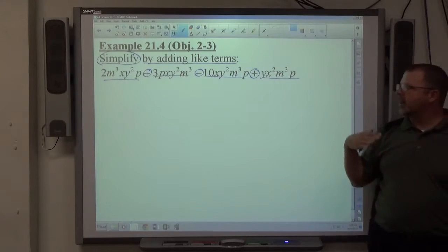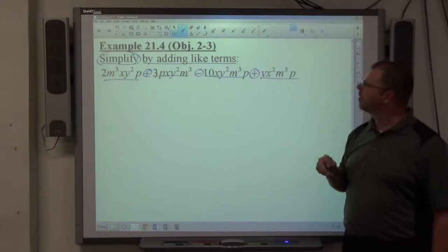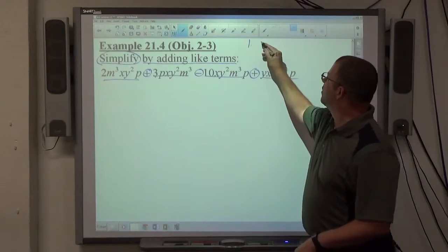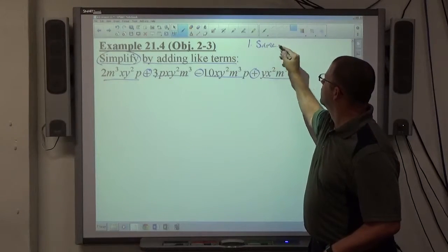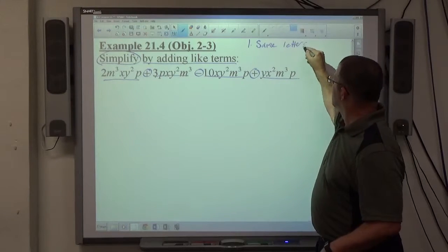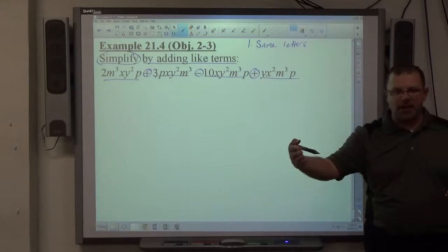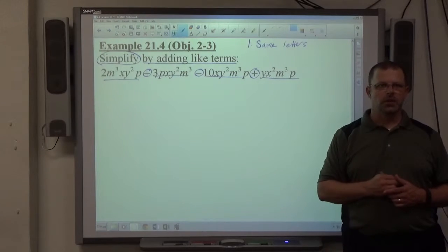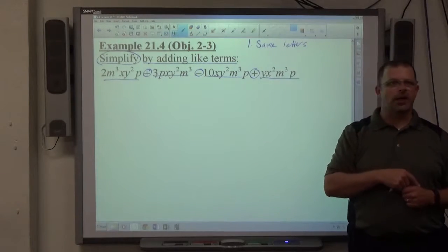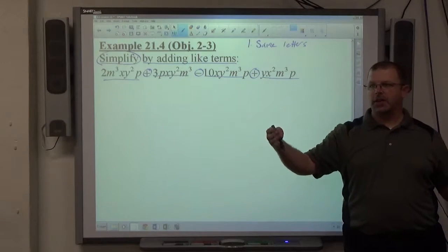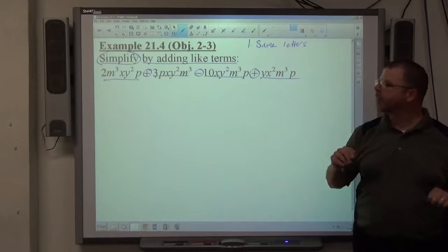To simplify by adding like terms means I need to find like terms. And what we've so far seen with like terms is they had to have the same letters, right? So far, that's all that really mattered. If the letters were the same, they were like terms. 5x and 6x, like terms. 2xy and 7xy, like terms. 7xyz, 2z, not like terms. xyzz, not the same. All right?